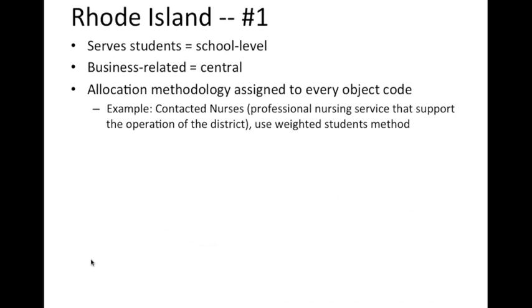Rhode Island would be an example of number one, where the chart of accounts has a very specific set of instructions about which objects and functions and programs can be coded to the school level. And Cindy, you can correct or add on if you like, the idea is that if the cost serves students, it better be at the school level. So transportation is at the school level, a lot of services are at the school level. But if it's more business related, and that actually includes the superintendent's salary, kind of the finance functions, then that's coded to the central office. And there is an allocation methodology assigned to every object code. So contracted nurses, for instance, if there's a single bill for that, then there is a means to apply those costs out to schools. And there's a weighted students methodology for that. So that would be an example of number one.